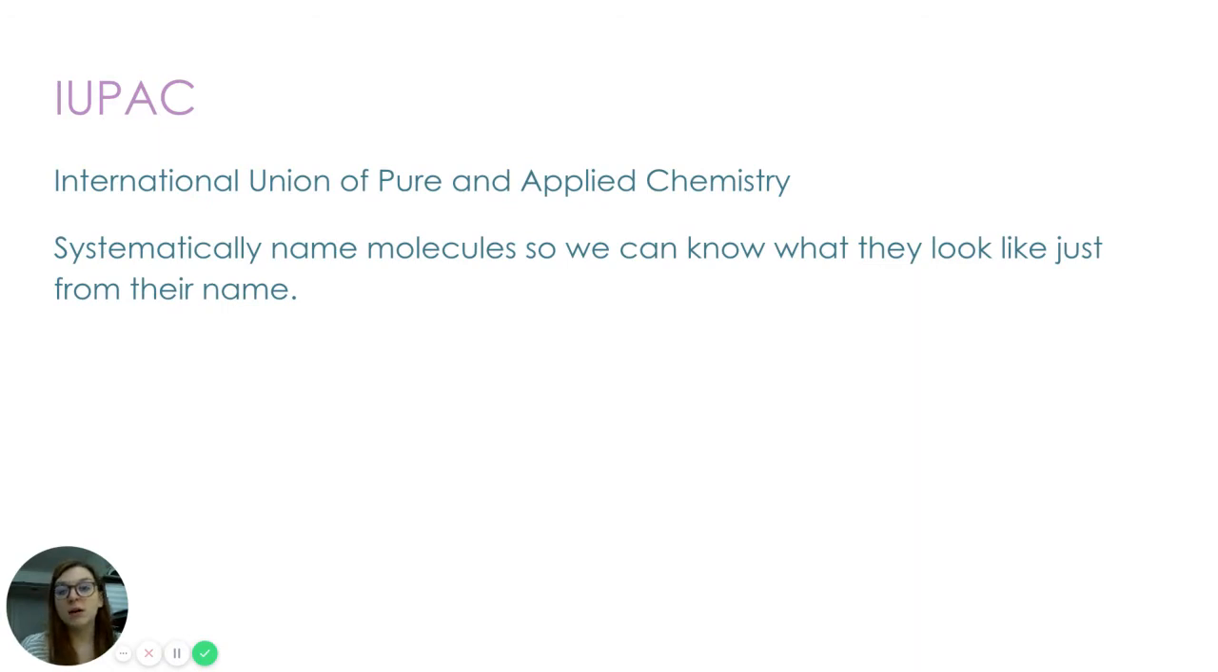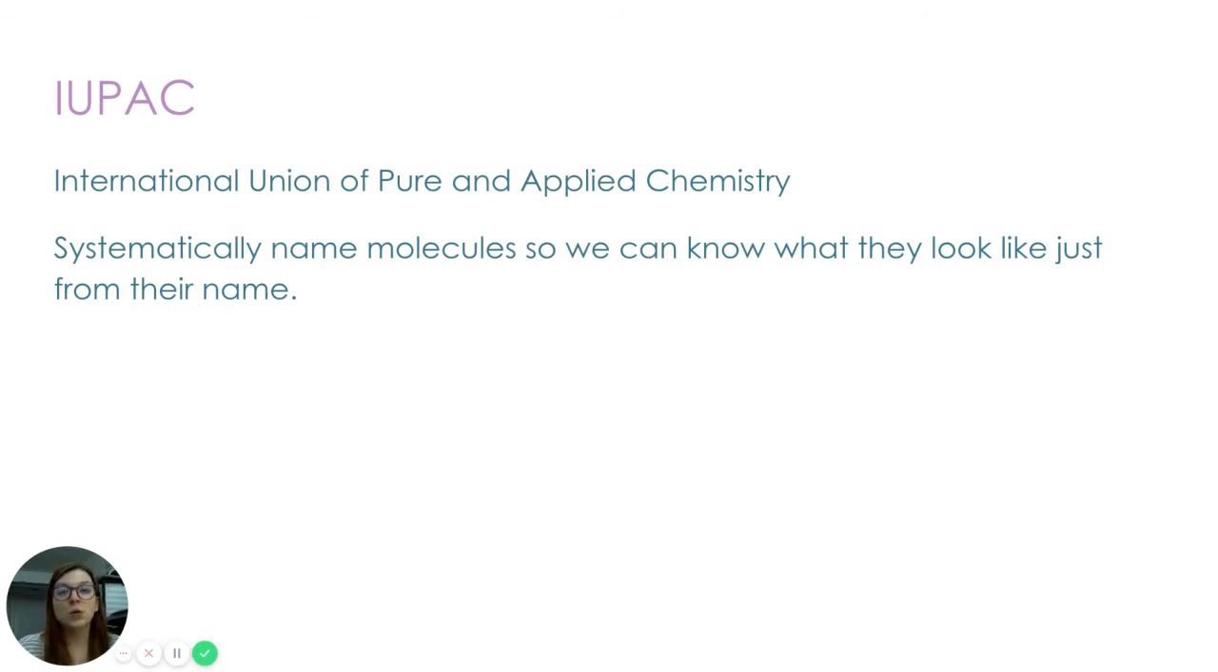So we have a group of chemists. I guess they just sit in an office and brainstorm rules for all of us to follow, but they are called IUPAC, which is the International Union of Pure and Applied Chemistry. And they have come up with a system for naming molecules so that if I write down the name of a molecule, anybody who knows the codes can take that name and turn it into an accurate picture.